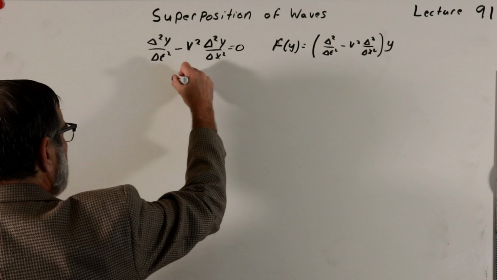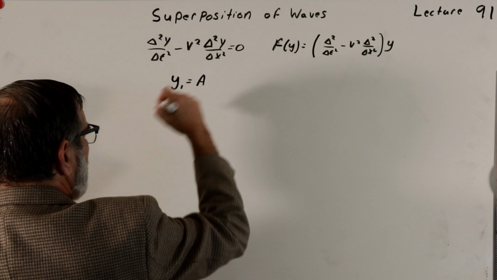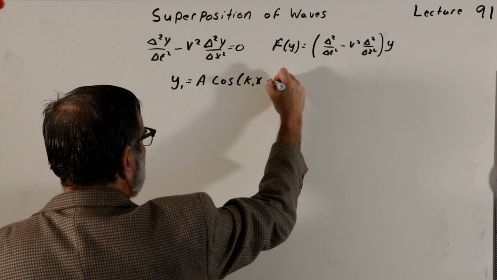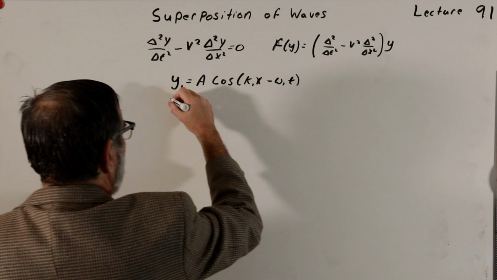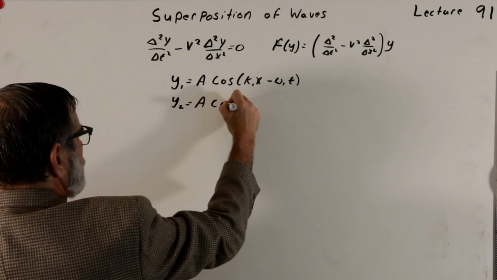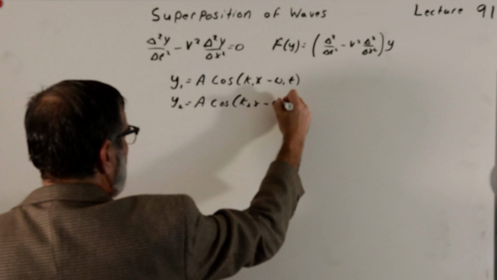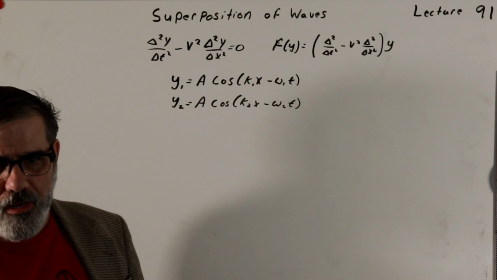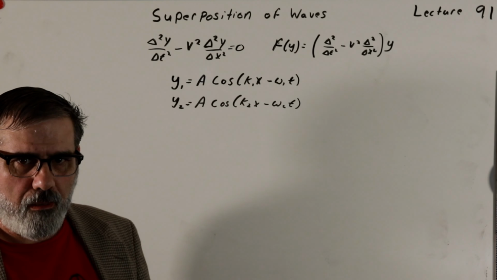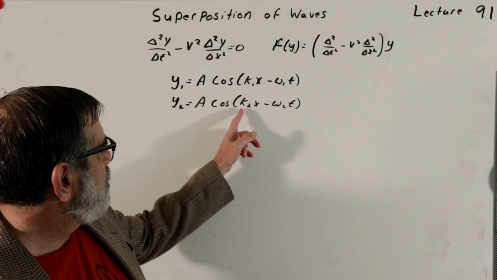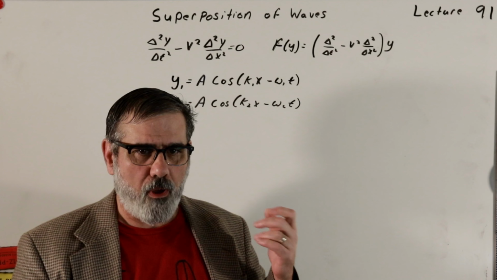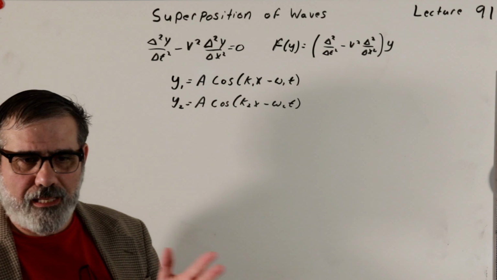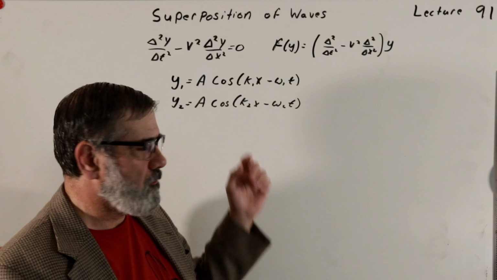Let's consider a couple of waves, y1, which is equal to A, we'll get the same amplitude, times the cosine of k1 times x minus omega 1 times t, and we'll let y2 be equal to A times cosine of k2 times x minus omega 2 times t. These are two waves that have different frequencies and different wavelengths. Remember, k is the wave number, so that's 2 pi over the wavelength. Frequency is 2 pi over the period. So we just have two waves with slightly different frequencies. One of them oscillates a little faster than the other one does.